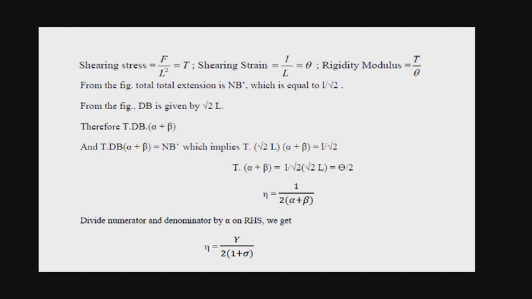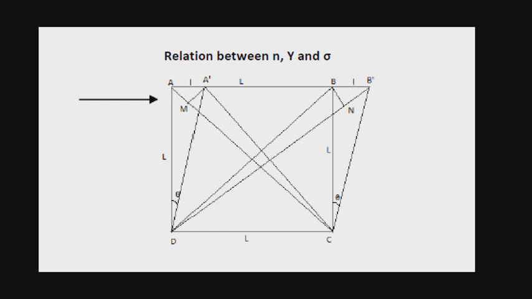From the figure, we observe that shearing strain along AB is equivalent to expansive strain along DB dash and lateral strain along AC dash. Let alpha be the longitudinal elongation strain per unit stress per unit length and beta be the lateral strain per unit stress per unit length respectively. Then the strain produced along the diagonal is T into dB into alpha plus beta.